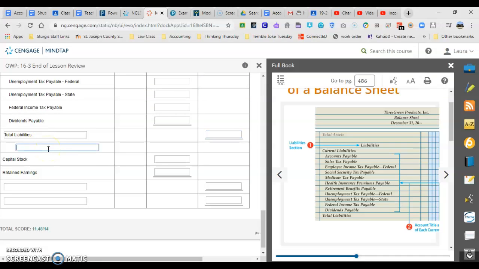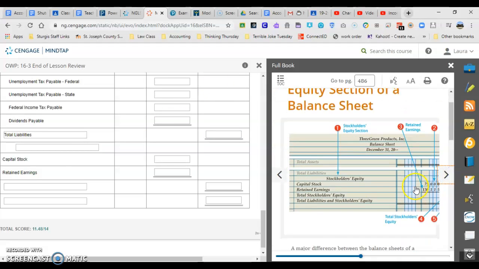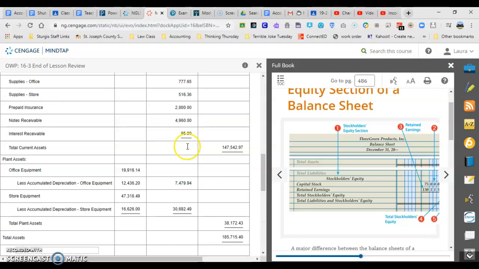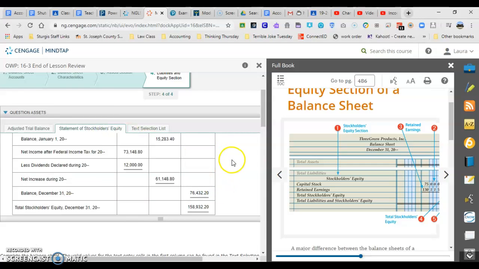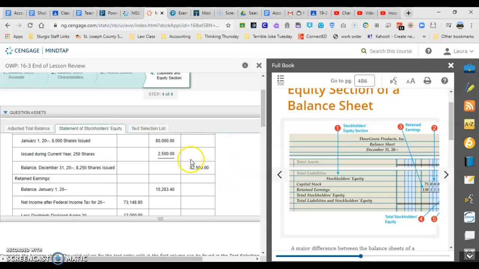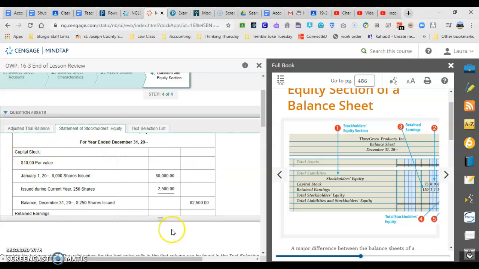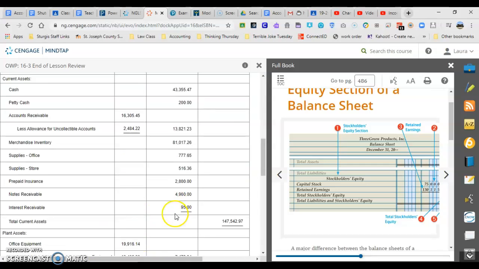So then this is your stockholders' equity section. We're going to list our heading here, stockholders' equity. And then this we're going to get from our statement of stockholders' equity for capital stock. You want your updated amount, so you go to your statement of stockholders' equity and put your balance of your capital stock section, which was 82,500 here.